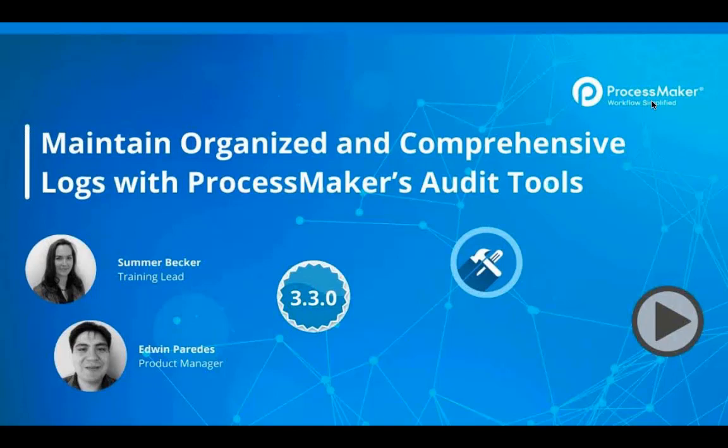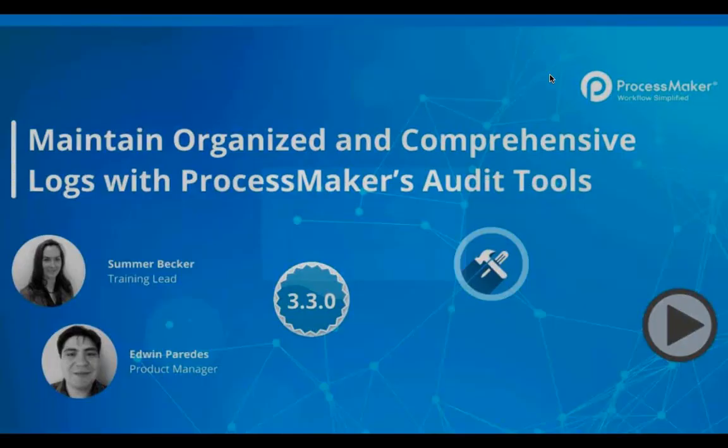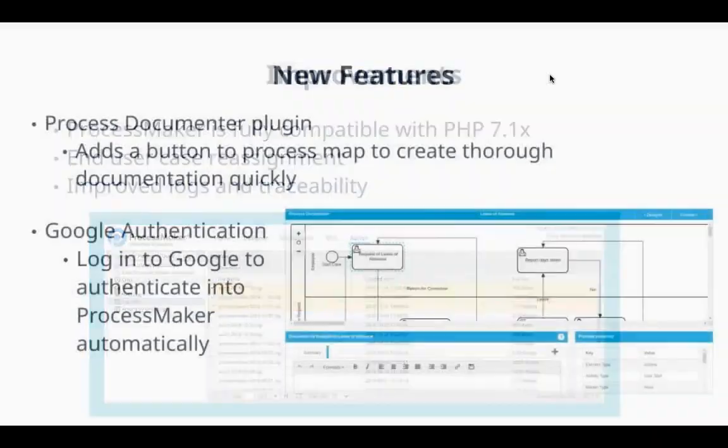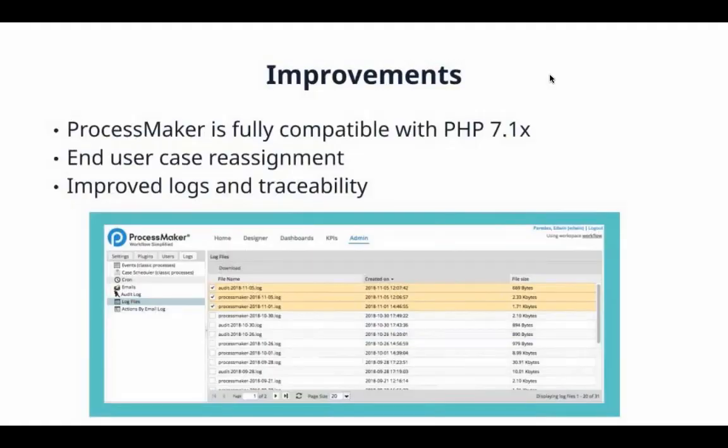But first of all, I'm going to start off with a short introduction about all of the new improvements and features in 3.3.0. So let me start with our new improvements. One of the biggest improvements is that ProcessMaker is now fully compatible with PHP 7, which means really big jumps in the security and speed for our application.